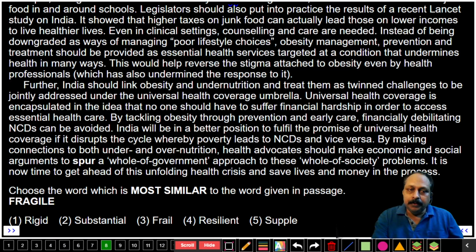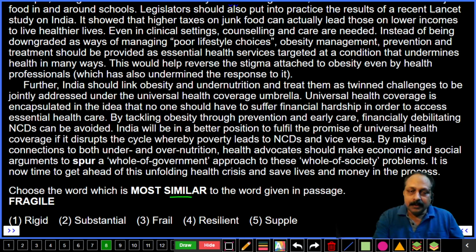It goes with people. Fragile. Fragile, we have got so many times. What does it mean? Delicate, brittle. Another word, frail. All these are related words, synonyms, similar. Rigid, flexible, opposite, rigid. Not related. Substantial. A little amount, substantial amount. A little progress, substantial progress. Substantial means considerable. Not correct. Frail. Frail also means fragile, weak, delicate, brittle.